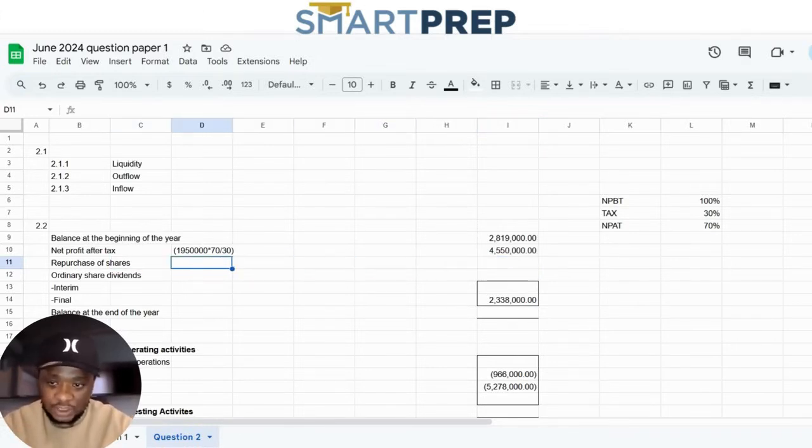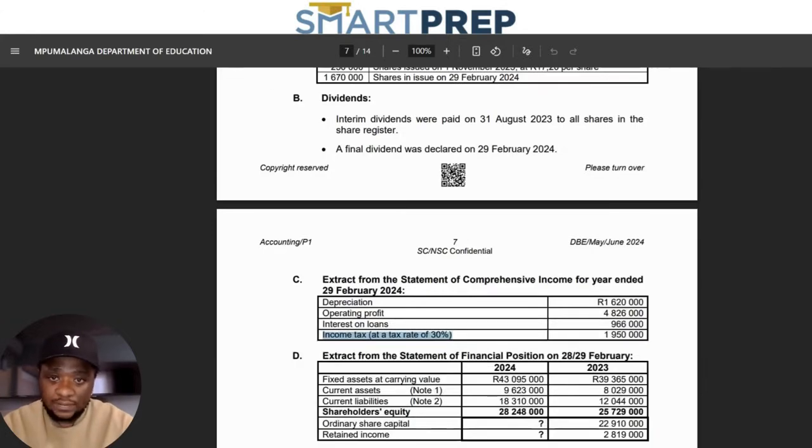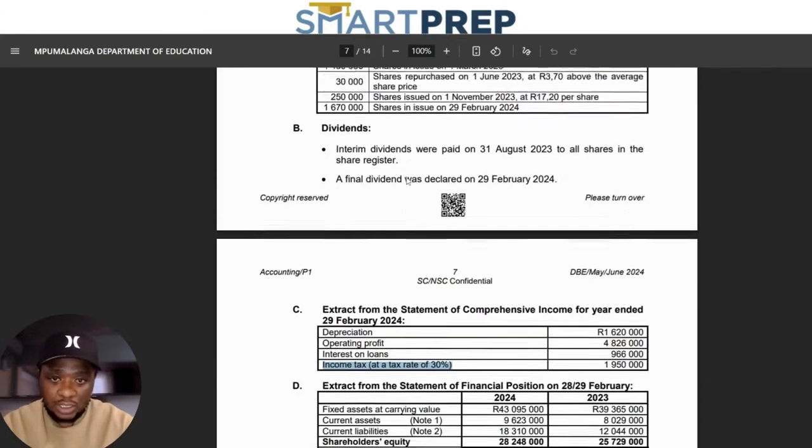Then we have the repurchase of shares. Now, how do we deal with the repurchase of shares in this situation? Well, let's see the transactions that would have triggered the repurchase of shares.